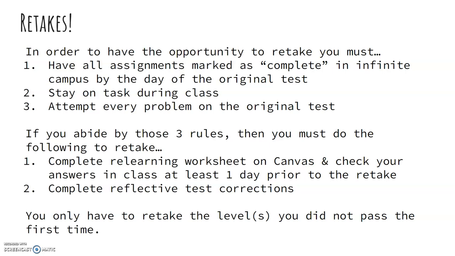And then they'll also need to complete reflective test corrections, which means that they would need to correct their mistakes on their original test, and their corrections need to be 100% accurate as well. And once they meet those, your student would only have to retake the levels that they did not pass the first time. So if they already passed level 1, then they would just need to retake levels 2, 3, and 4.